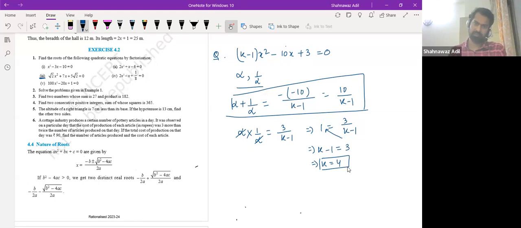So, is this clear? Because this question was a little confusing, because this polynomial is like that, right? Alpha, beta. Yeah, no problem. And also one more doubt.